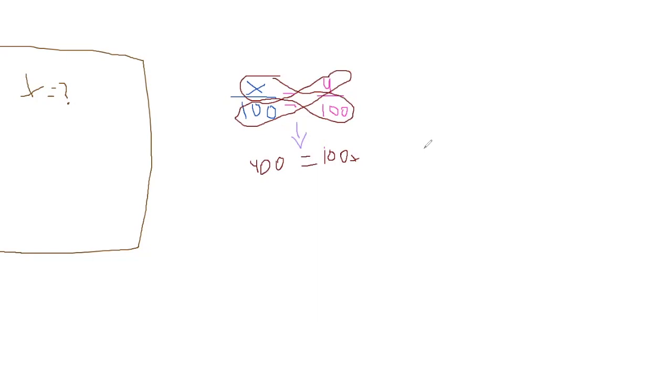Do you know X doesn't like anybody? He's a very lonely guy. He doesn't like people. So he wants to be isolated or by himself. So he tells the 100, get out of here. So now we have to divide 100 on both sides. So we're going to cross out the 100 here.